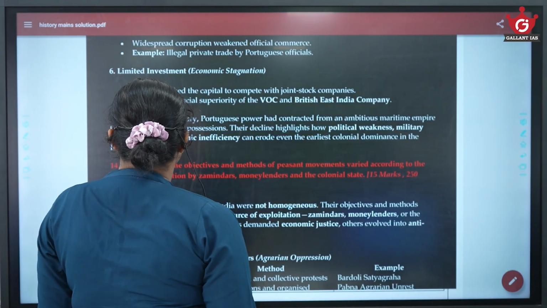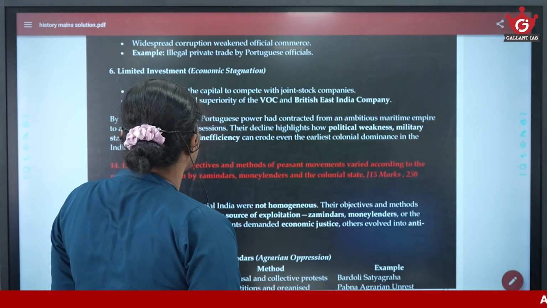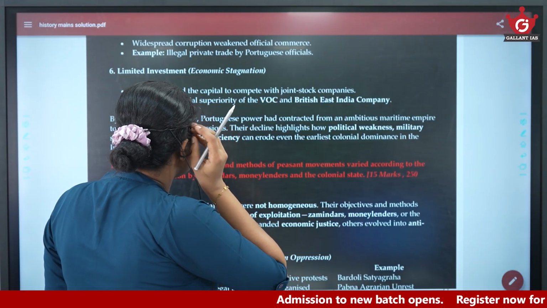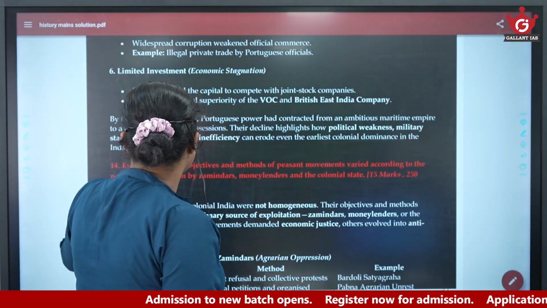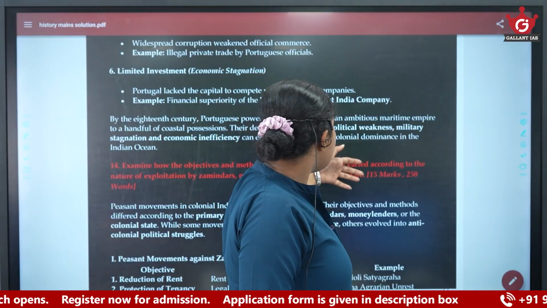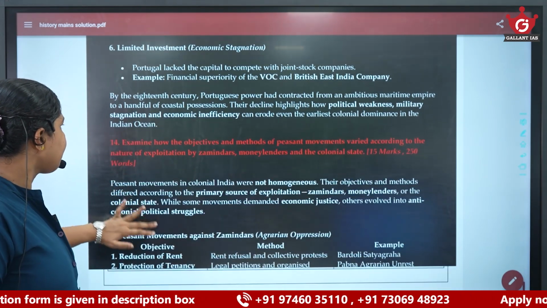So you can conclude: by the 18th century, Portuguese power had contracted from an ambitious maritime empire to a handful of coastal possessions. Their decline highlights how political weaknesses, military stagnation and economic inefficiency can erode even the earliest colonial dominance in the Indian Ocean. We can conclude this effectively.